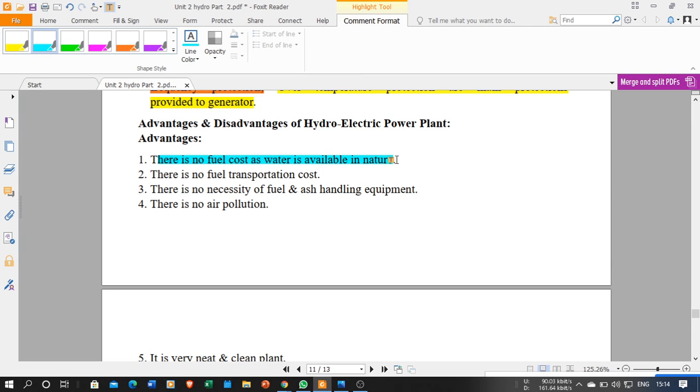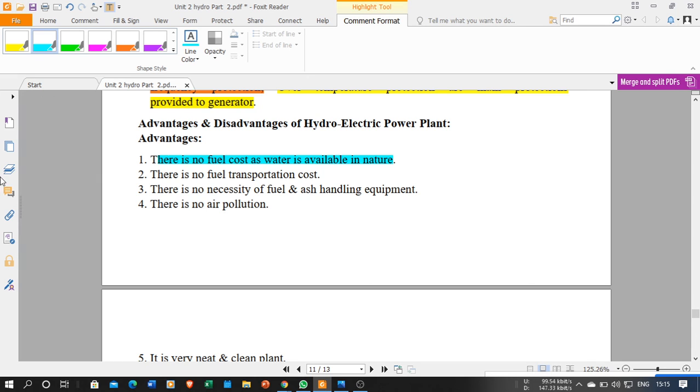In case of a thermal power plant, you need to purchase coal, which is a fuel. In case of a diesel power plant, you need to purchase diesel. The cost of diesel is very high, 80 rupees per liter. In case of nuclear, we need to purchase radioactive elements such as uranium, thorium, plutonium, so the cost will increase. But in a hydroelectric power plant, you use water as a fuel. Water is easily available, so its cost is comparatively less.